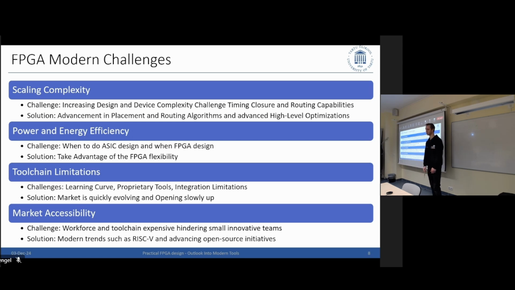And the workforce is also expensive generally because it's a very specialized field. And basically this hinders small innovative teams when they have an idea really to get that idea to market. It's very difficult.